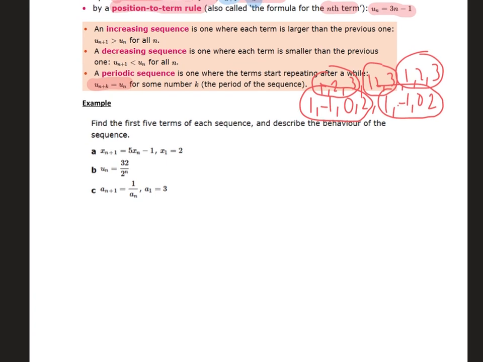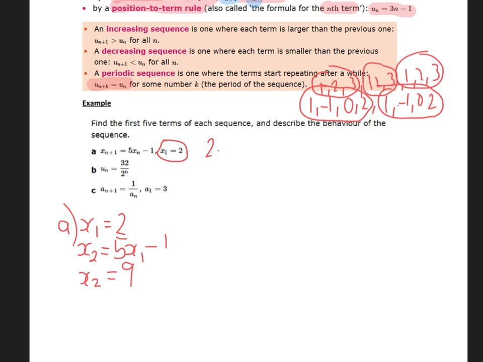Okay, so first one, it says find the first 5 terms of each sequence and describe the behavior of the sequence. I told you I'd use different letters, so for the first one, I've used X. It told us that X1 is 2, and it says X(n+1) is 5 times X(n), take away 1. That just means the current term times 5, take away 1. So X2 would be 5 times X1, take away 1. So I'll do 5 times 2, which is 10, take away 1 is 9.